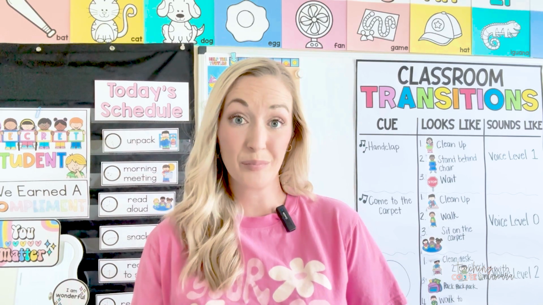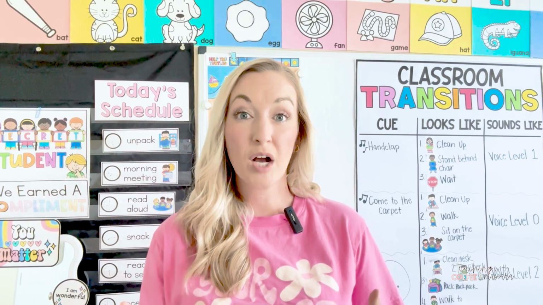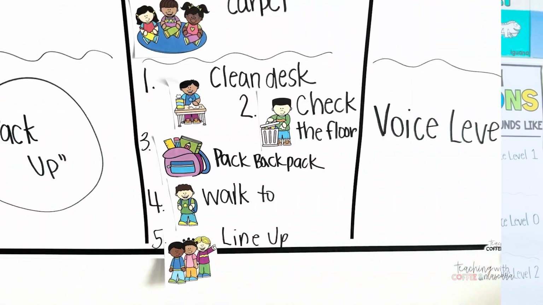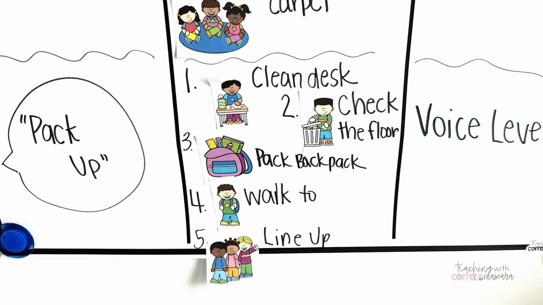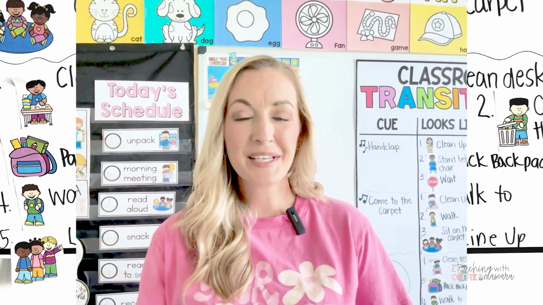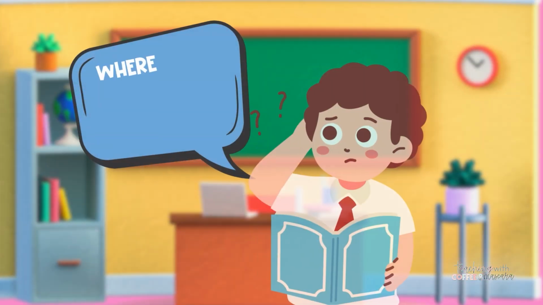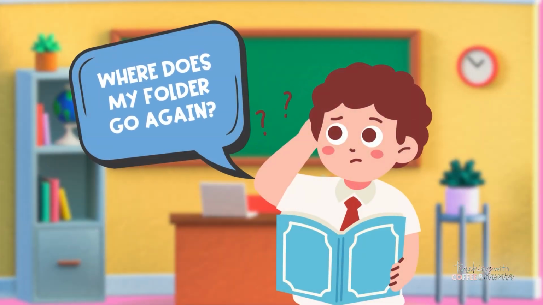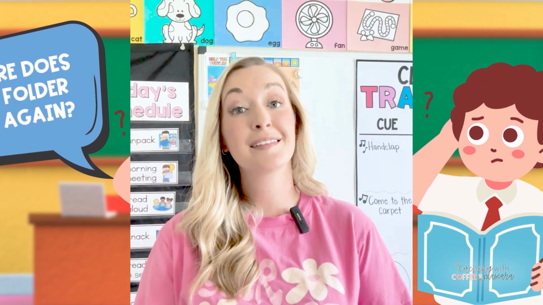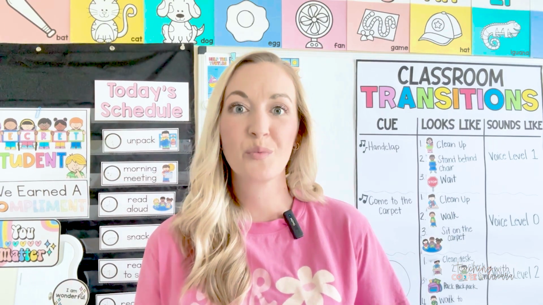Creating one is simple. You'll just want to list the top 3 to 5 key steps. For example, clean your desk, then check the floor, pack up your backpack, walk to the door, and line up quietly. One of my students used to ask me every single day, "Where does my folder go again?" But after using the anchor chart consistently, he stopped asking because the answer was right in front of him.